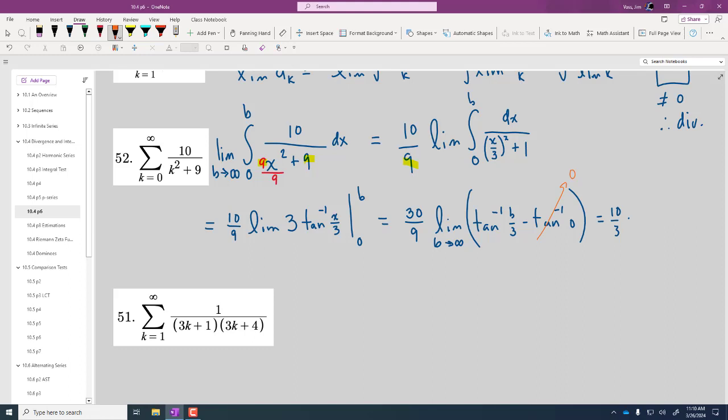And arctan of b over 3 as b goes to infinity? Pi over 2. So we know the arctan function. If we just look at the right-hand side of it, the arctan function looks like this, and it's got a horizontal asymptote at pi over 2. So as b goes to infinity, the inside of arctan is going to infinity, so the arctan values are going to pi over 2. So pi over 2 minus 0, so we end up with, yeah.